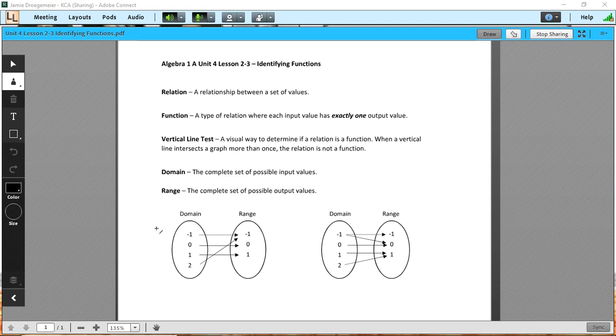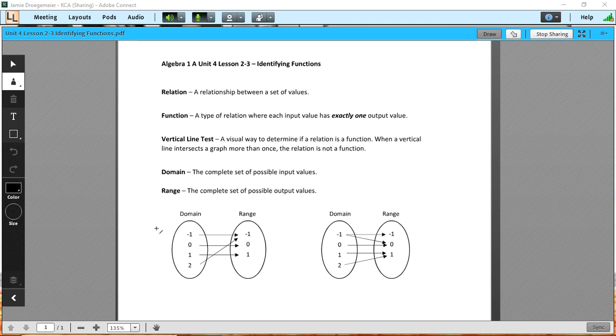We are now in Unit 4, and today we're going to look at Lessons 2 and 3, which deal with identifying functions. And so we're going to start with some vocabulary terms that will be important for us to know when we're talking about functions. So the first two terms are relation and function.